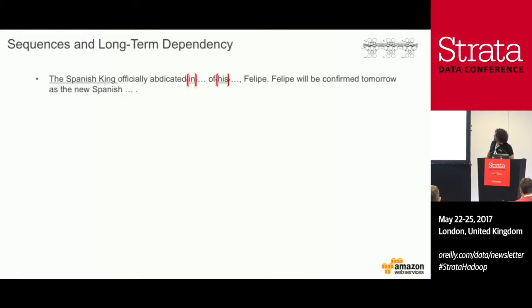So try to see the sentence. The Spanish king officially abdicated... try to imagine that's triple dots in something of his something Felipe. Felipe will be confirmed tomorrow as the new Spanish something. So there are a bunch of clues here that we can use to fill out those dots. There is the prior knowledge that comes from whatever knowledge graph you have previously. You know the language, you know if there is something his, and then there is something king, there is likely to be son, because there is a prior knowledge of the Spanish system being a hereditary rule.